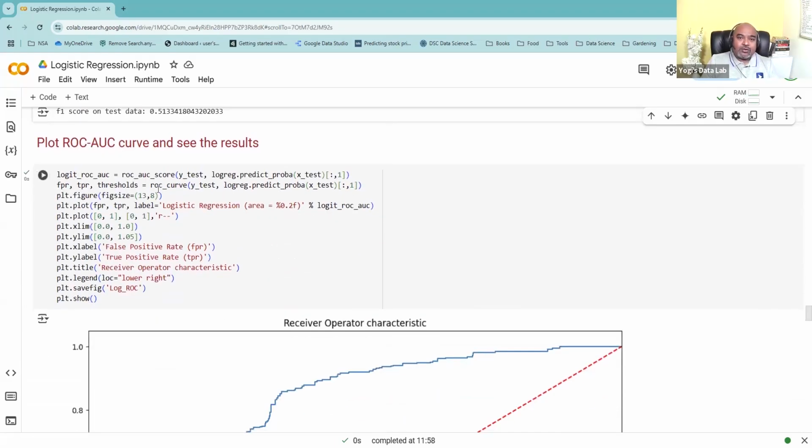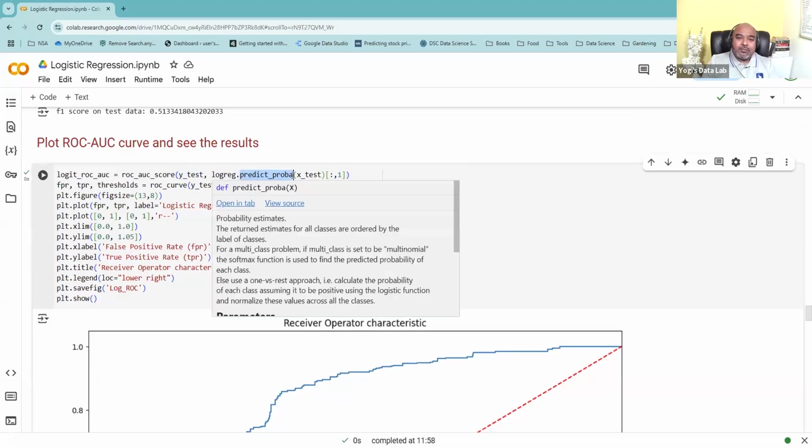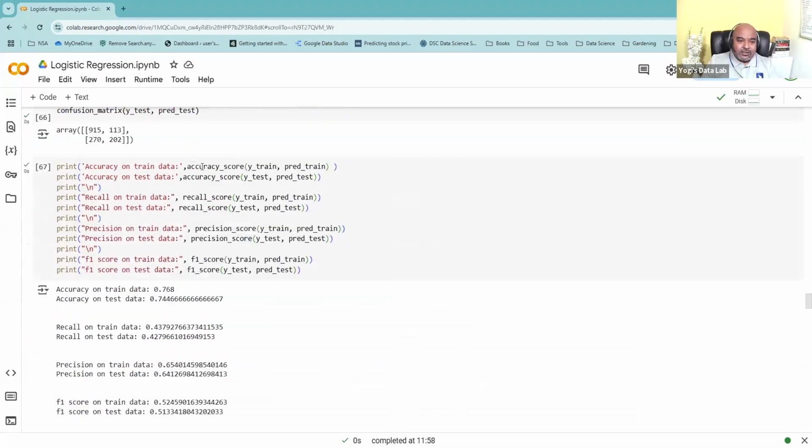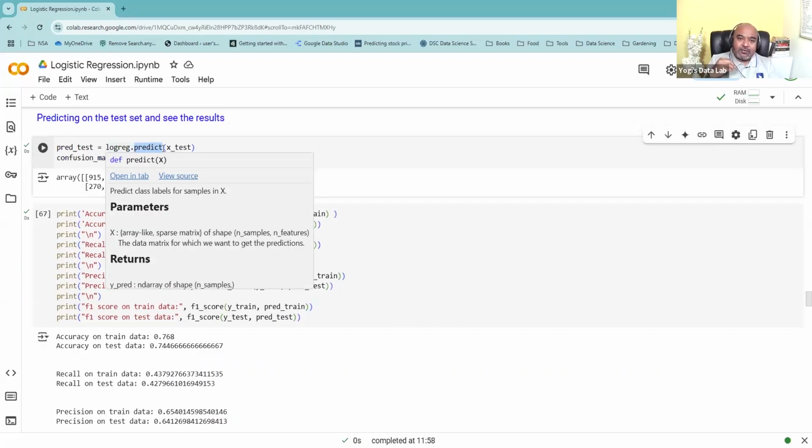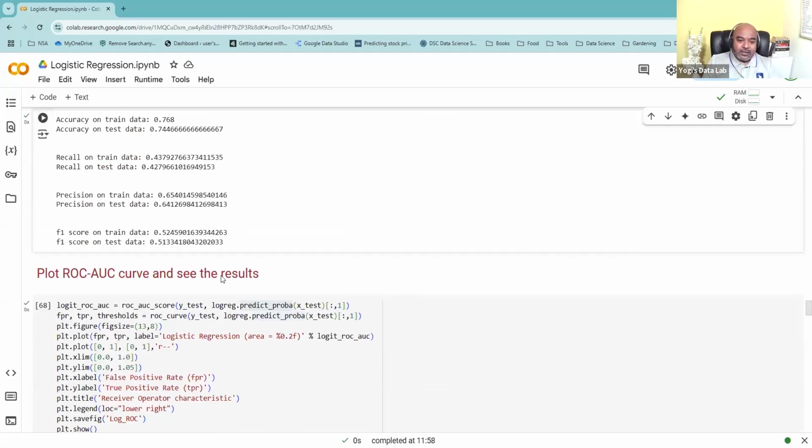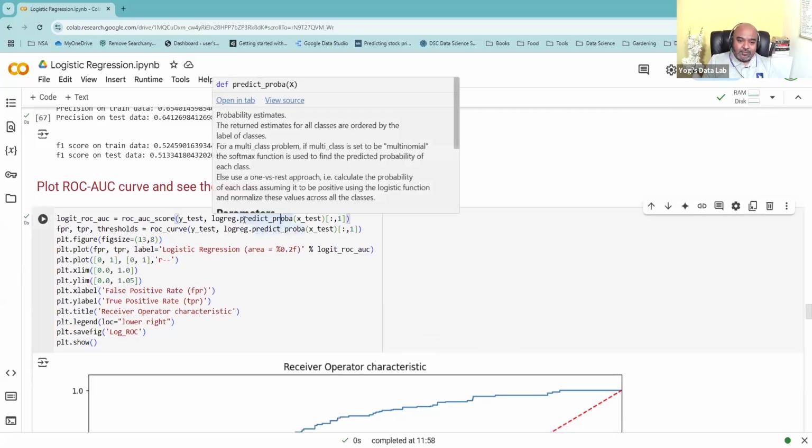So I'll go ahead and plot a ROC AUC curve, your receiver operator characteristics. Here I am doing it on the test set. I give my Y test and I'm using log reg dot predict proba. When you do predict proba, it predicts the probability. See what we did in this case: when I did predict, it was by default taking a threshold of 0.5. I don't want 0.5, I want the probabilities here. So instead of using predict, I'll use predict underscore proba.